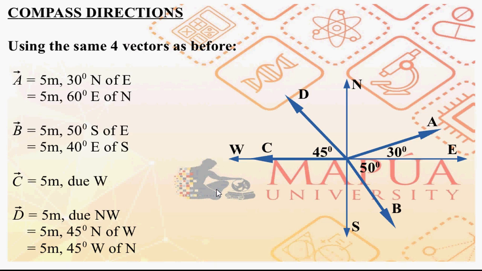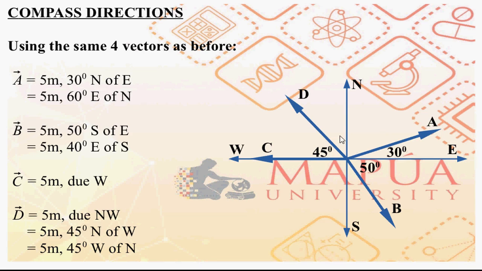Vector A, 30 degrees with respect to the east direction. The east direction, the east line, has two sides. You have the north side and the south side. Where is the angle 30 degrees located? It is located on the north side. So the direction of A is 30 degrees north of east. North side of the east direction. So north of east.